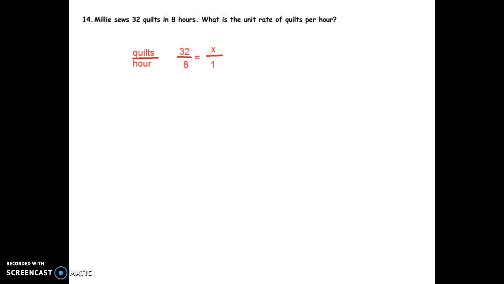All right, so let me do that here real quick. Divided by 8 and divided by 8. So these would go right here. 8 divided by 8 equals 1. 32 divided by 8 equals my x. So what is 32 divided by 8? I'll let you guys do that math. But whatever you're left with is how many quilts you can do per hour.